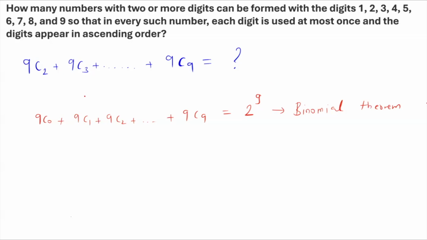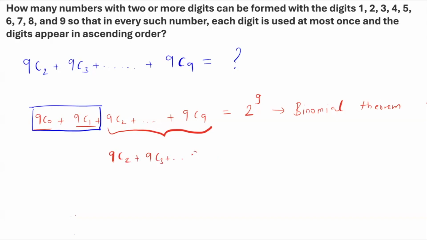Now, out of this, I do not want 9C0 plus 9C1. I simply need the value of 9C2 plus 9C3 plus 9C4 up to 9C9, right? So our next step is to take these two terms, 9C0 plus 9C1 on the right-hand side. This would give me 9C2 plus 9C3 plus 9C4 plus 9C5 up to 9C9 will be equal to 2 raised to 9 minus 9C0 minus 9C1. And this is exactly what we were solving for, right? This is exactly what you want to find out.